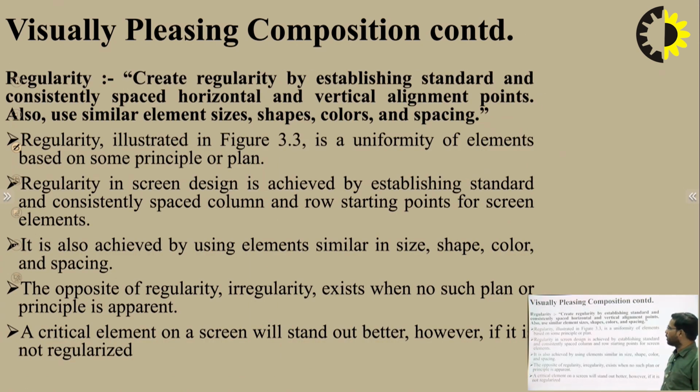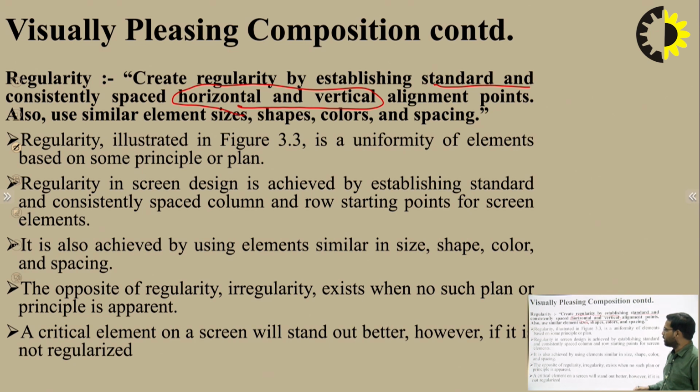Next one is regularity. For example, in human life, if things are regular, there is no hurdle in our life. But if there is some irregularity in our life, there are a lot of causes and problems. Same as in screen design, create regularity by establishing standard and consistently spaced horizontal and vertical alignment points. Also use similar elements, sizes, shapes, colors and spacing. We will discuss regularity in the next figure.